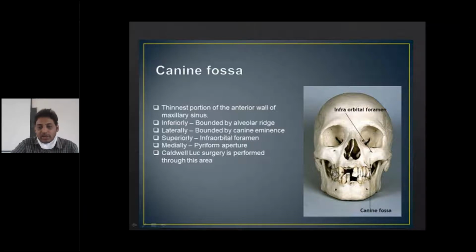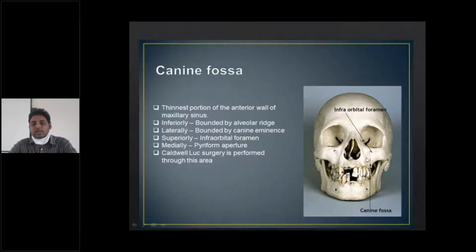where you have the teeth, laterally by the canine eminence, and superiorly by the infraorbital foramen. The infraorbital foramen is present just below the infraorbital margin of the orbit. And medially is the pyriform aperture, this opening in the skull, which forms the medial boundary of the canine fossa. Medially pyriform, above the infraorbital foramen and margin, and below the alveolar ridge. And this canine fossa is the thinnest portion of the anterior wall of the maxillary sinus.